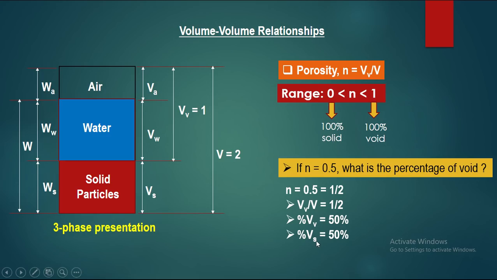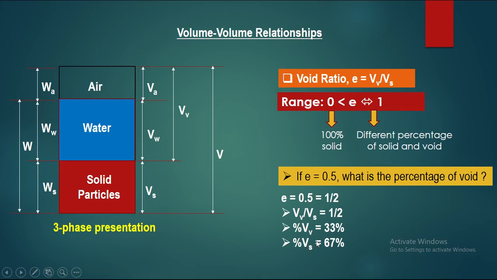Okay, let us go to another very important definition which involves volume to volume relationship. The void ratio is the next definition and is denoted by e. This is the ratio between the volume of void and the volume of solid. The earlier one was the ratio between the volume of void and total volume, but this one is between this and that.